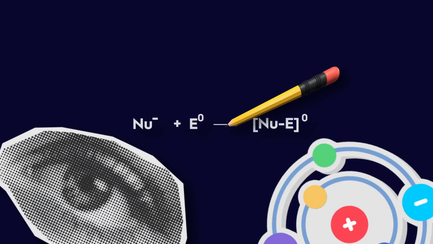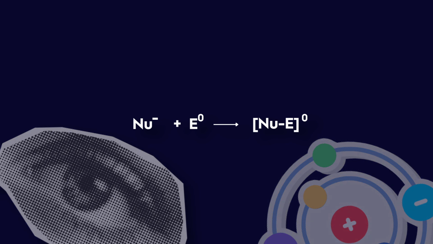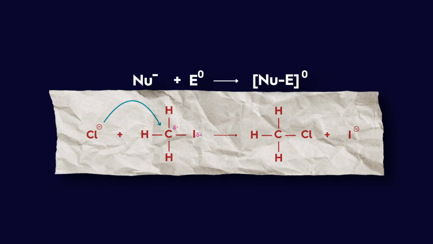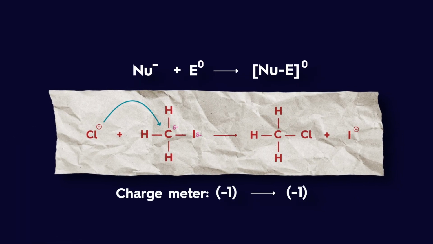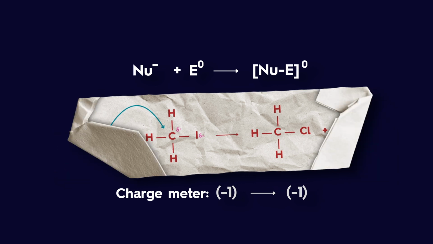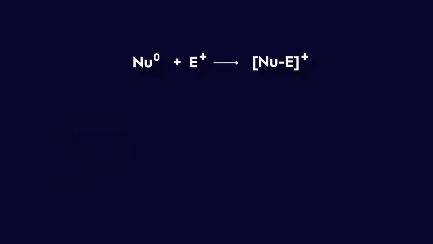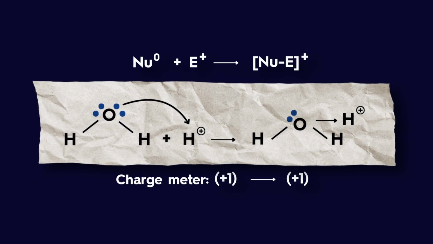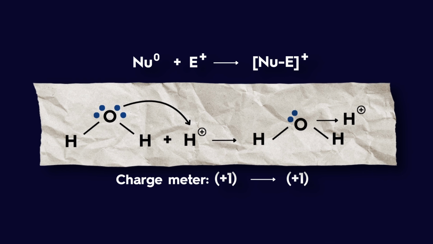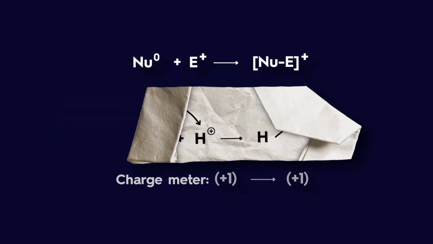Next, keep an eye on charges as you draw. Track charges step by step. Negative nucleophile plus neutral electrophile: donation often neutralizes the nucleophile. Neutral nucleophile with a positive electrophile: after donating a pair, the nucleophile can become positive.